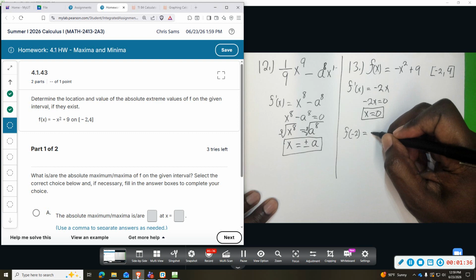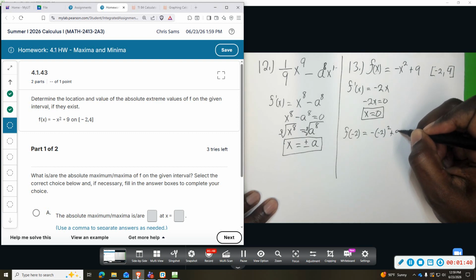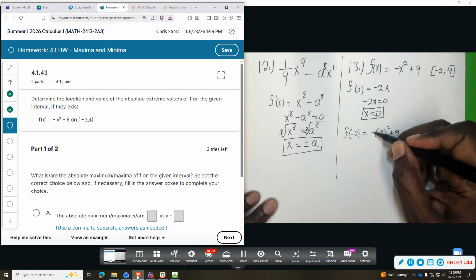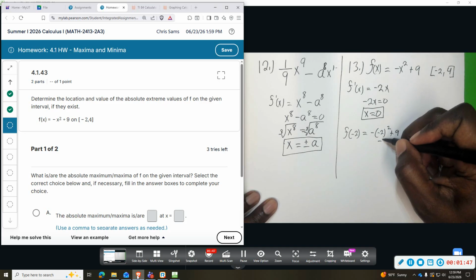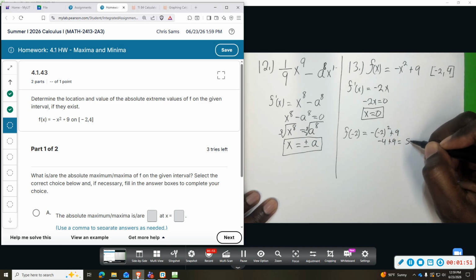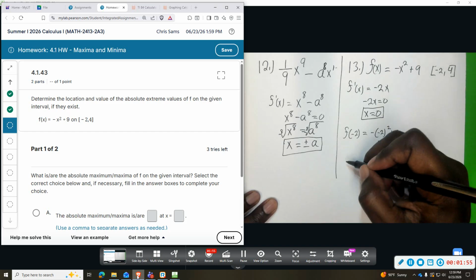That's going to give me a negative 2 squared plus 9. So that's going to be a positive 4. It goes back to negative 4. And that gives us a positive 5. So at negative 2, we get positive 5.